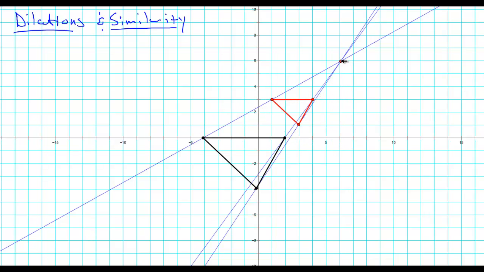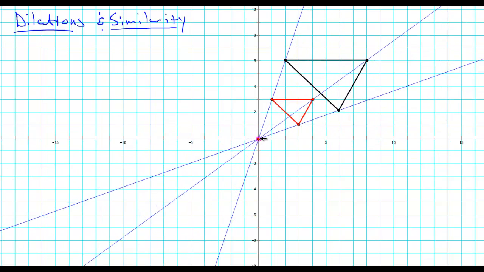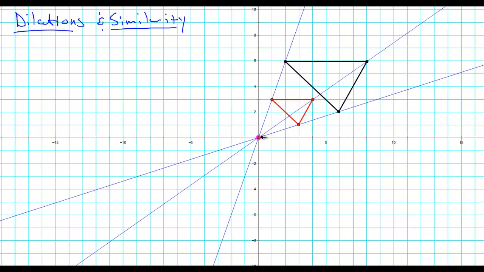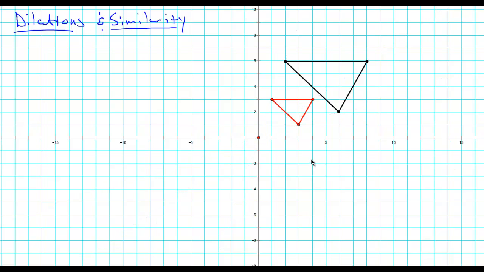What we're going to do is we're going to work from the origin. Most of the things you do are going to look like this. There's not going to be any lines on it, and you're basically just going to have to say, how did I go from 1, 3 to the point 2, 6? Well, 1, 3 times 2 equals 2, 6. So my scale factor equals 2.